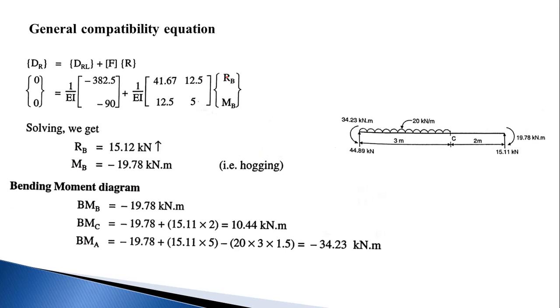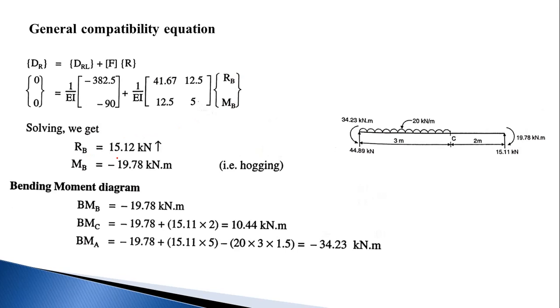And the redundant matrix is RB and MB. So RB into 41.67, plus MB into 12.5 is equal to minus 382.5. Then RB into 12.5, plus MB into 5 is equal to 90. By solving these two simultaneous equations, the unknowns are 2, that is RB and MB.